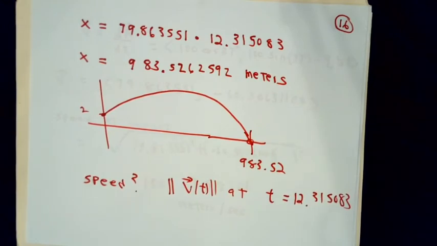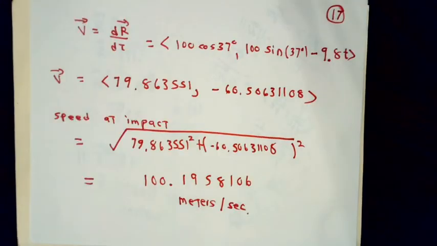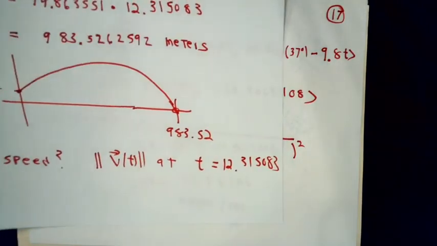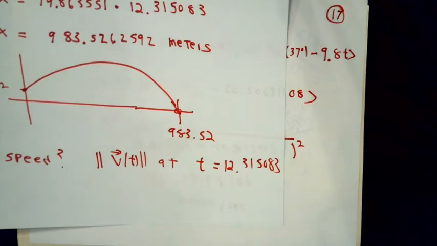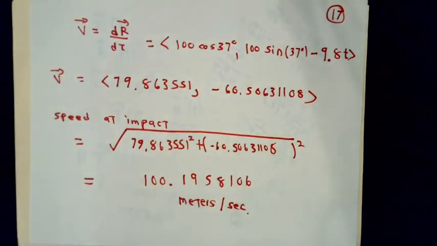If I want to know how fast it's going, I need to know the magnitude of the velocity vector at the time at which the object hits the ground. If you differentiate the position function, you get the velocity vector. I then evaluate that at t equals the time of impact, at t equals 12.315083. This is the velocity vector at the moment of impact.